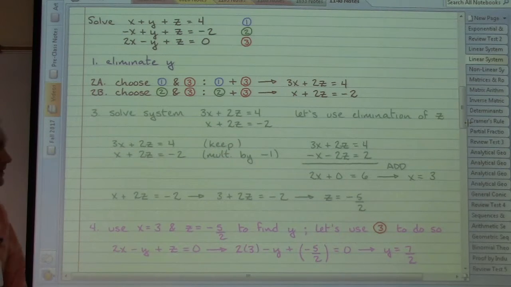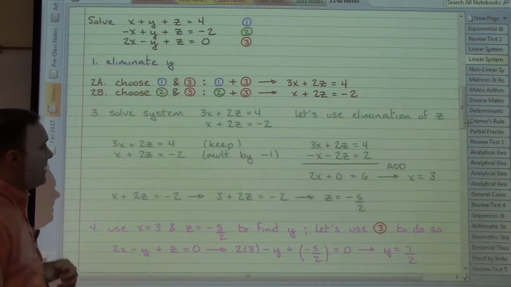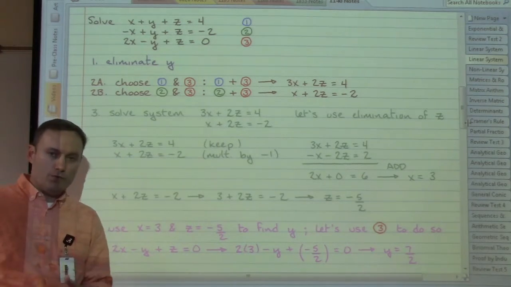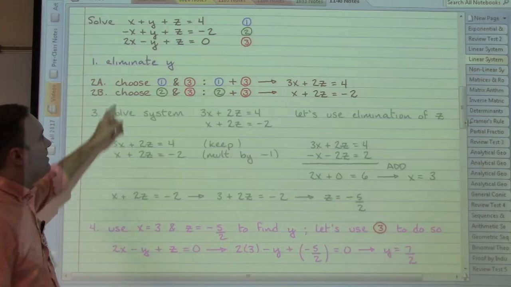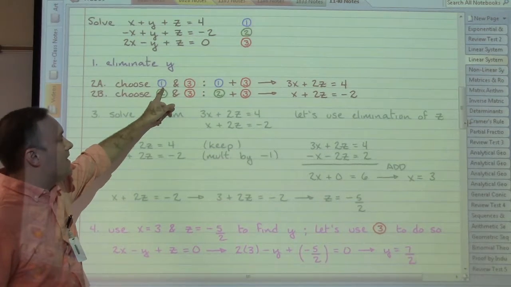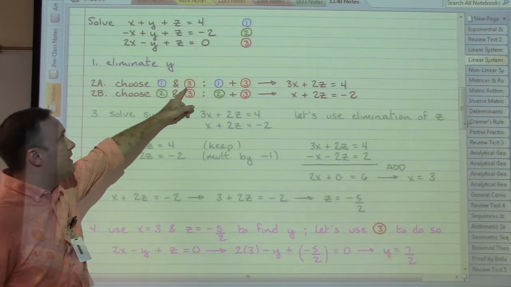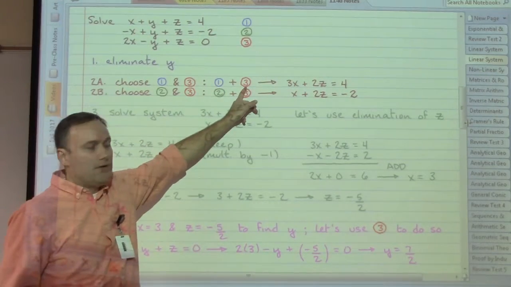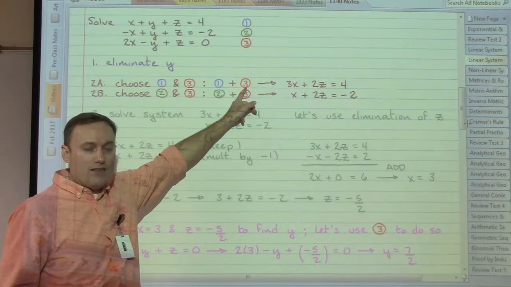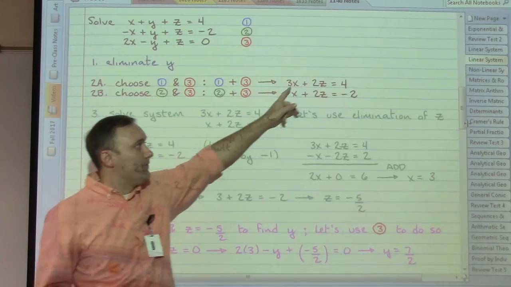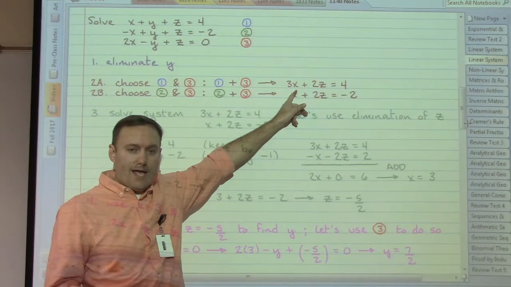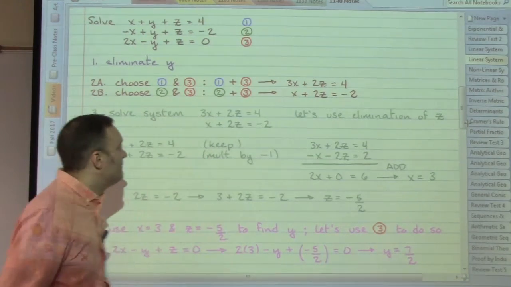With the choice to eliminate y, we can pick, again, any 2 different pairs, but if we're trying to work smarter, then choosing equation number 1 and equation number 3 means that my y's would automatically be able to cancel out. So I can just directly add those equations together and come up with one of the equations that I would like to have that only has x's and z's in it.